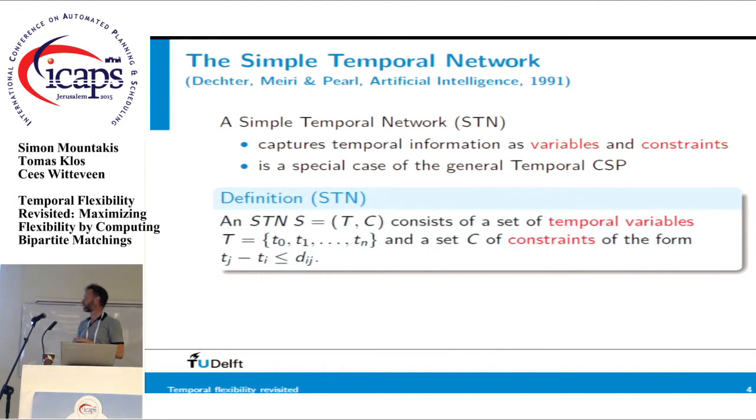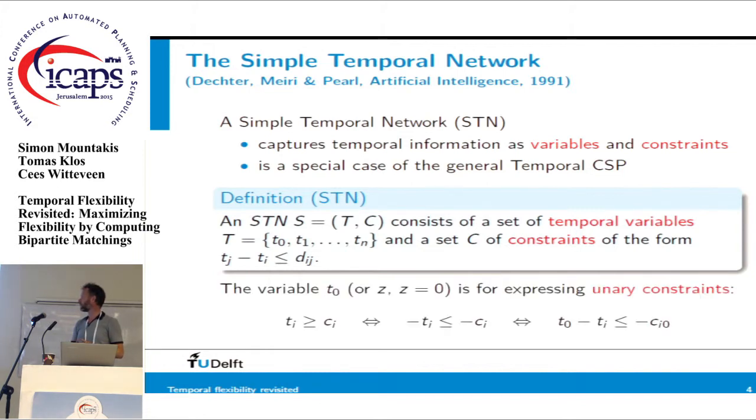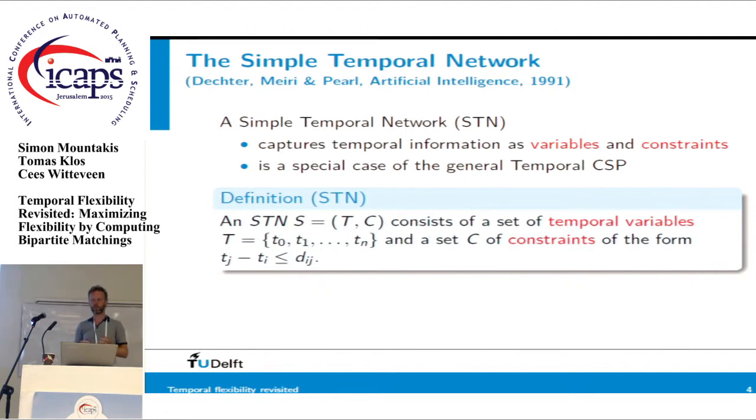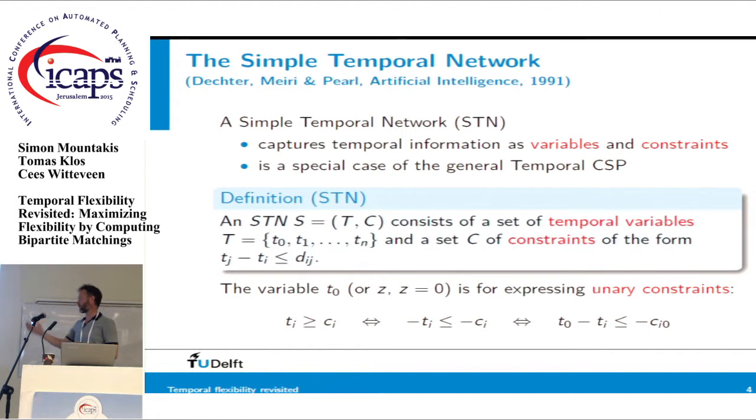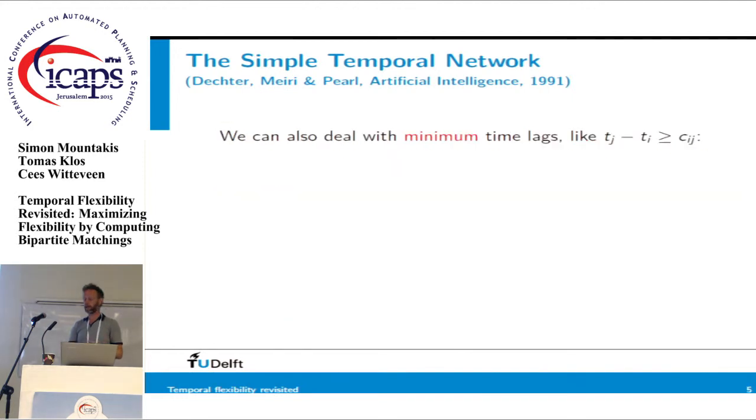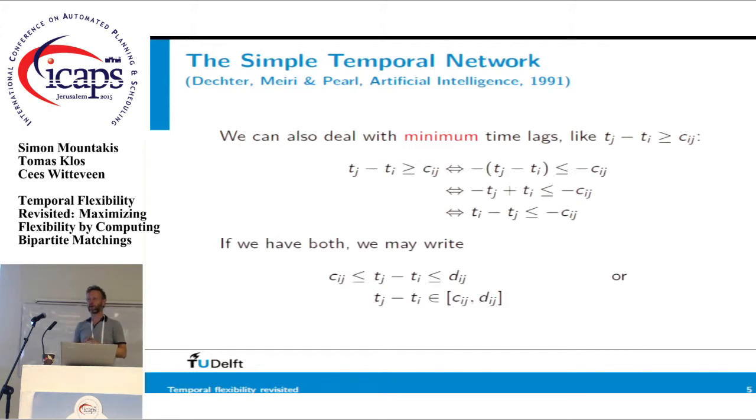And then there is a set of constraints which have a particular form. They limit the difference that can occur between the values assigned to pairs of variables to be at most some value D. And you can also use this T0 variable for expressing unary constraints, which otherwise you couldn't, because the constraints have to have this form of a difference between two variables. Minimum time lags can be just rewritten in the required form like this. And if you have both, then you can just say that the difference between variables lies in the interval from C to D.